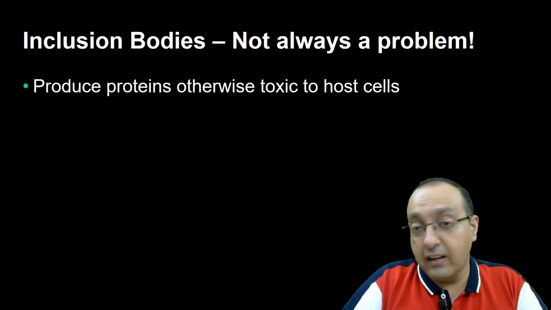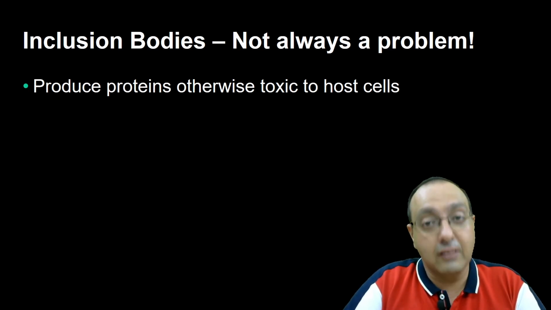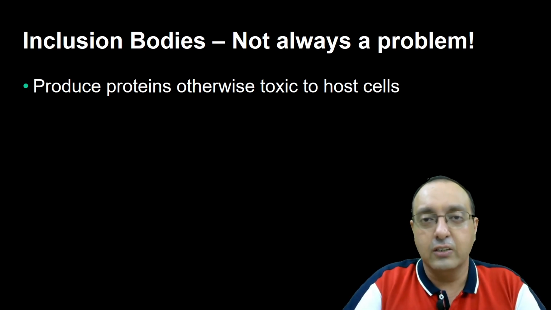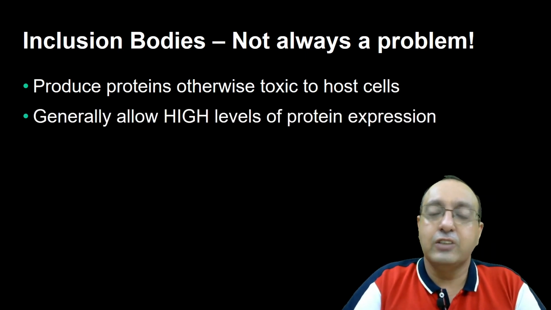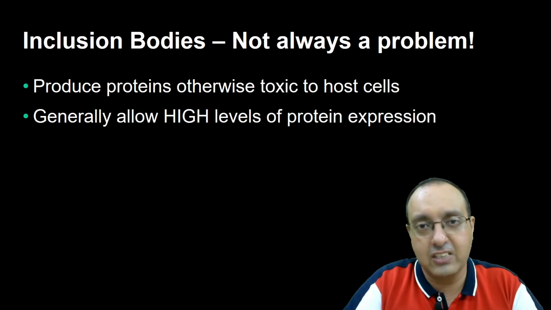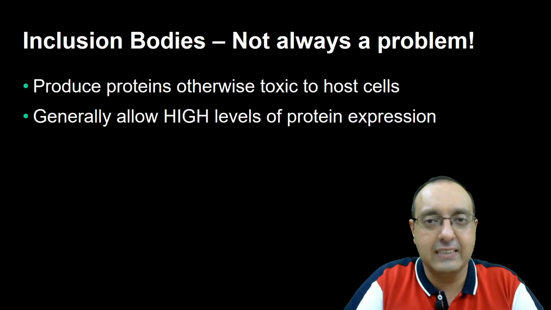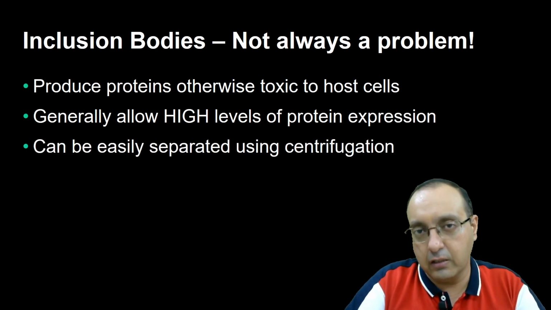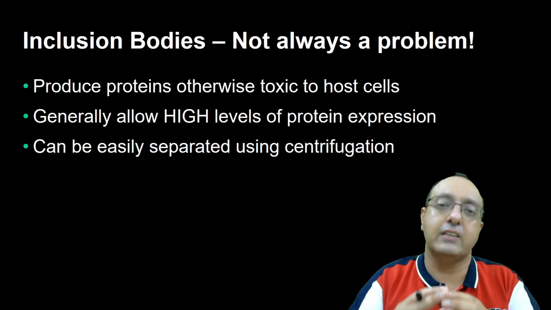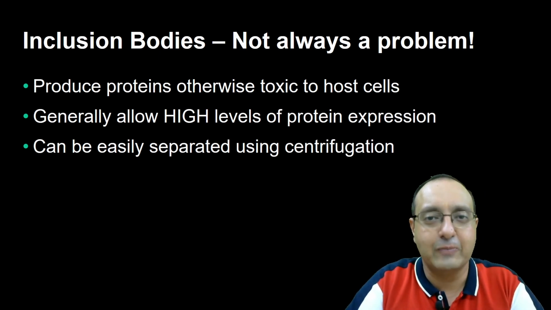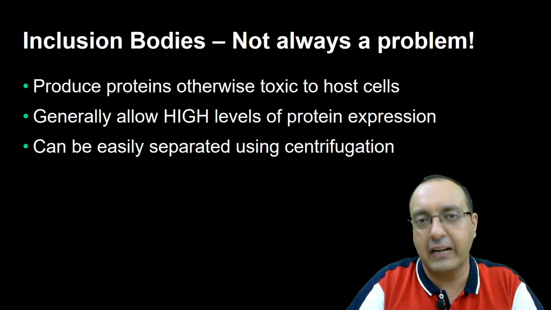Inclusion bodies still allow the proteins to be produced even if they are sometimes toxic to the host cells or the host cell doesn't want to keep them in the cytoplasm. Generally they allow high levels of protein expression to continue. They are just sequestered in a separate corner of the cell, but they are still there, and they can be easily separated using centrifugation because of this mass of protein prepared by the cell for you. You don't need to isolate it from the cytoplasm. So inclusion bodies, although not preferred, are not always a problematic issue.